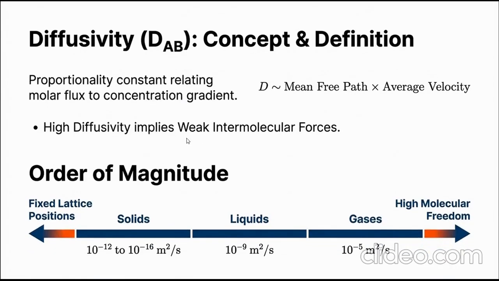The diffusion coefficient or DAB is the proportionality constant that quantifies the ease with which molecule A moves through medium B. The magnitude of DAB varies drastically across phases. In gas phase, high molecular mean free paths result in high diffusivity. In liquid, molecular interaction and density increases resistance, while in solids, diffusion is restricted to lattice vibrations and defects, resulting in coefficients many orders of magnitude lower.